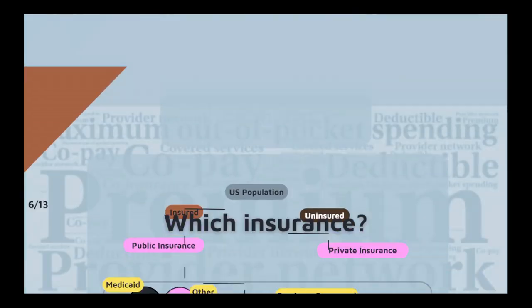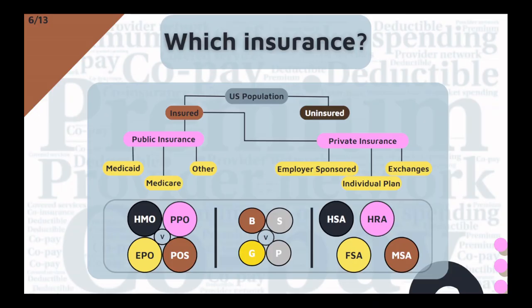Let's go quickly over the main types of insurance, as most of us should be aware that there is public insurance or private insurance. Public insurance includes Medicaid, which is for low-income individuals, and Medicare for people who are 65 and older or with a disability. On the private side, there are employer-sponsored plans where your employers help cover the cost, and individual plans available through exchanges, like health exchange markets.